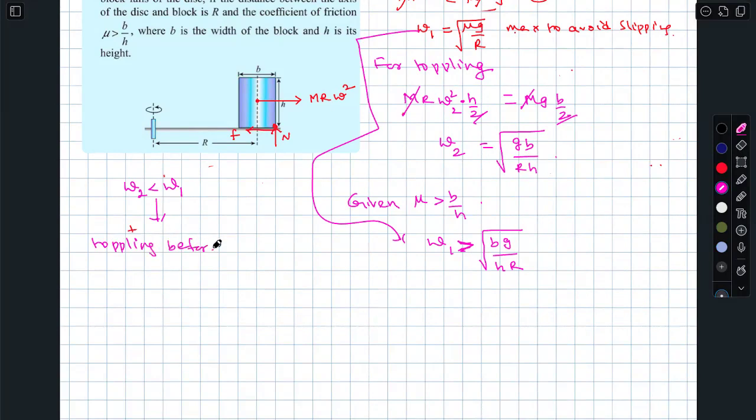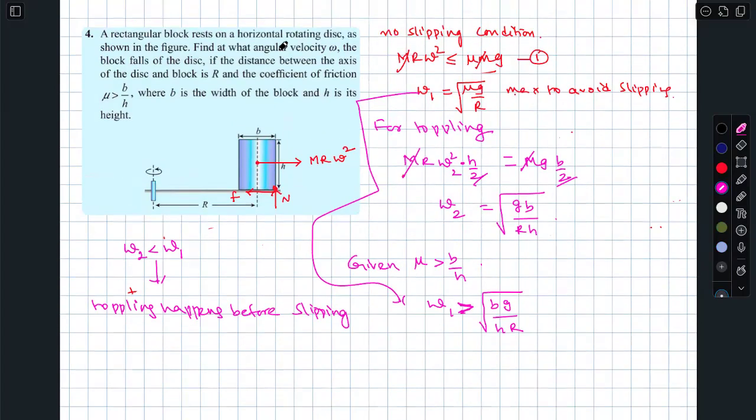Toppling happens before slipping. That says confirmation from your side. Okay, fine. Thank you.